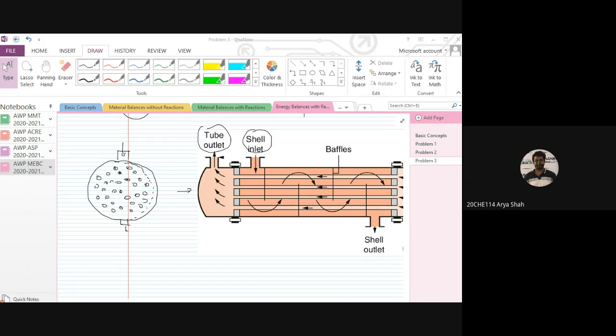So the conductivity of the shell or the tube should be very low, right? No, the conductivity should be high, then heat transfer will happen nicely. Yes, conductivity should be high. This is another nice picture.